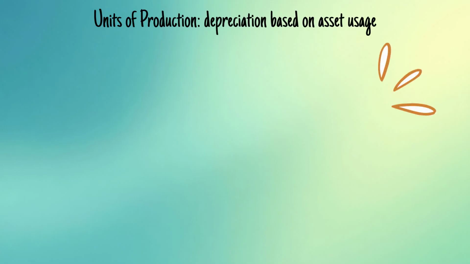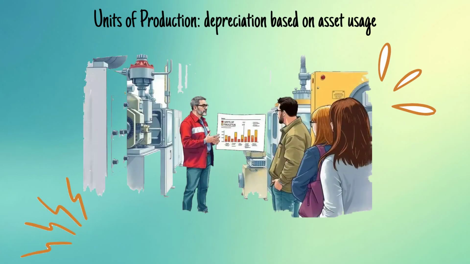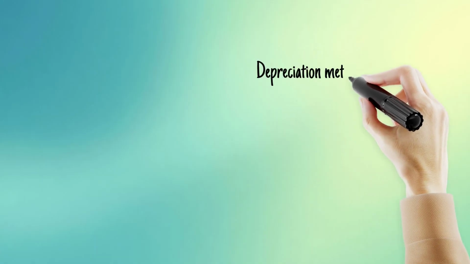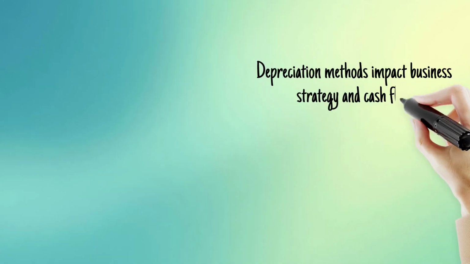Lastly, there's the units of production method. This ties depreciation to an asset's usage, not time. Calculate per unit depreciation by subtracting salvage value from the asset's cost, then divide by total expected production. Multiply this by actual production to find the annual depreciation.